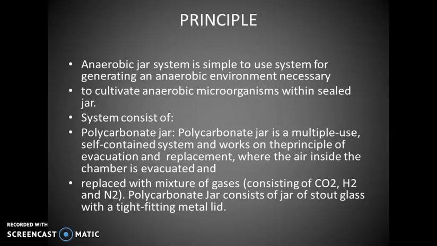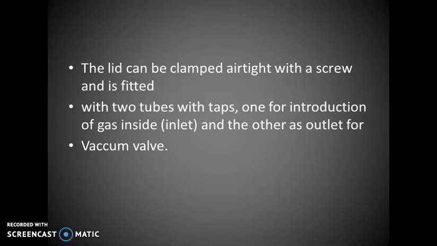The system consists of a polycarbonate jar and it is a multiple use self-contained system. It works on the principle of evacuation and replacement, and the air is replaced with a mixture of gases. This polycarbonate jar consists of a jar of stout glass with a tight fitting metal lid. The lid can be clamped airtight with a screw and is fitted with 2 tubes with taps, one for introduction of gas inside, another as outlet for the vacuum valve.